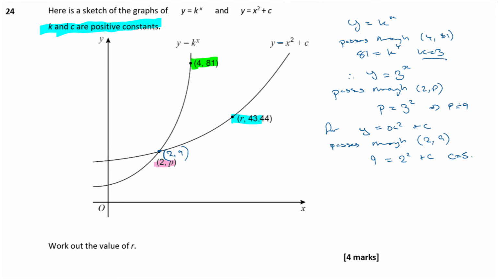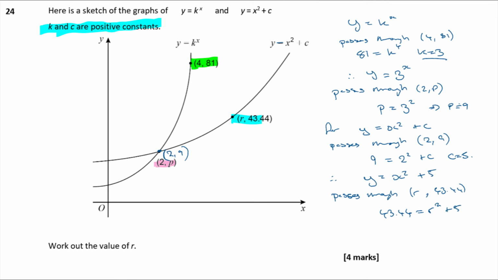So therefore we now know the equation of our quadratic: y is equal to x squared plus 5. Got the complete equation now. And now we've got the complete equation, we can go on to find r finally, after all that jiggery pokery. So we know that this line passes through (r, 43.44). Subbing those two values in, 43.44 is equal to r squared plus 5.